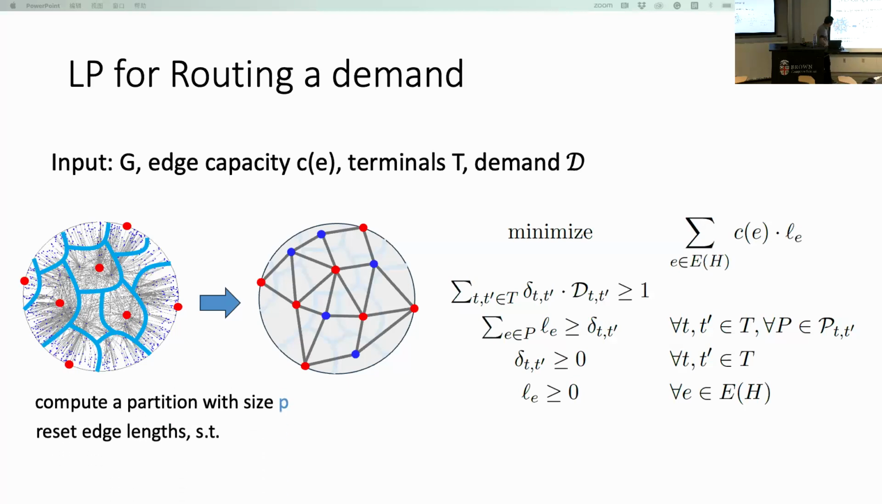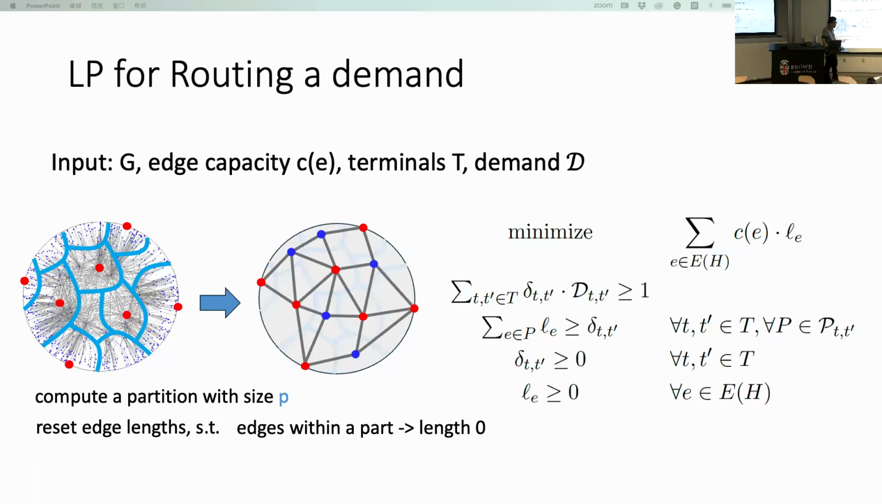So we will compute a partition of size S and reset edge weights such that edges within parts now have zero length, and edges between parts have non-zero lengths. And we still want it to be a feasible solution of this dual LP in order for it to be really preserving the congestion. Okay, so the first condition still needs to hold. So the average distance is still larger than that thing.